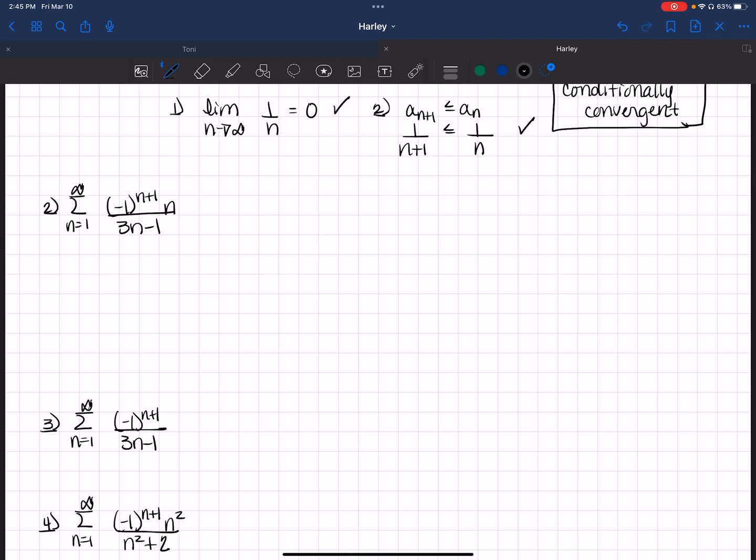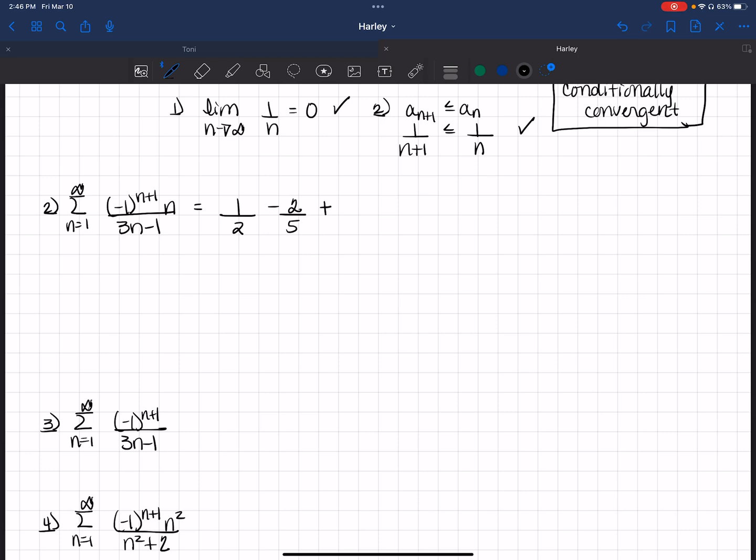Since we're going to check for that absolute convergence first, we need to deal with the absolute value of it. So the first thing I'm going to do is write out a few terms. If I put 1 in there, that's going to give me, well, -1 squared is 1 times 1 all over 3 minus 1, which is 2. If I put in 2, that gives me a -2 over 6 minus 1, which is 5.